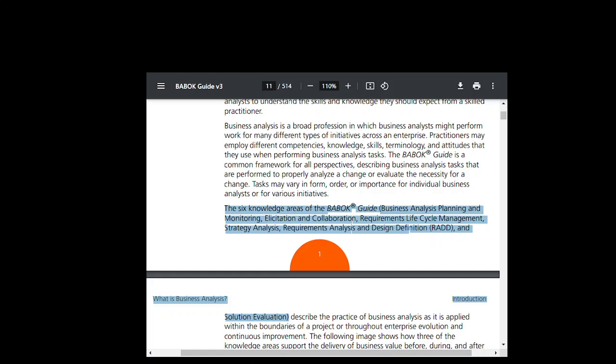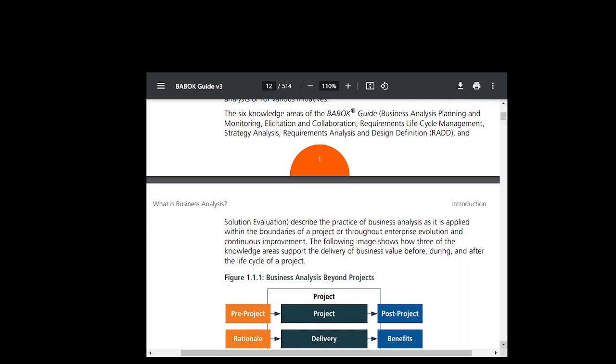So you plan and you monitor. Elicitation and collaboration, whereby you collect requirements and stuff like that. Then requirement life cycle management, you look at the life cycle of your requirement. Then the strategy analysis, the approach you want to use. Then requirement analysis and design definition, that's the RAD, that you are analyzing your requirements and also analyzing your design. And solution evaluation, that is when you look at the solution and you evaluate it. Is it giving you what you want or not? Well, we are still going to dive into that later on in the BABOK Guide, but let's just continue.